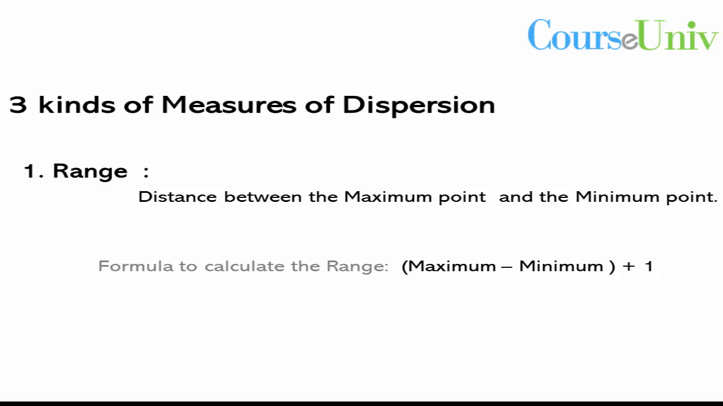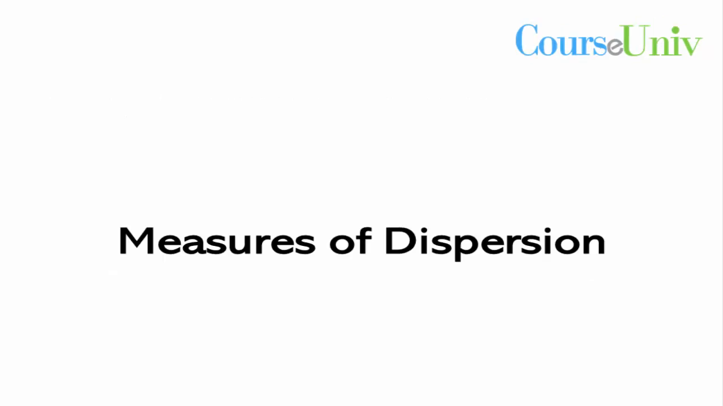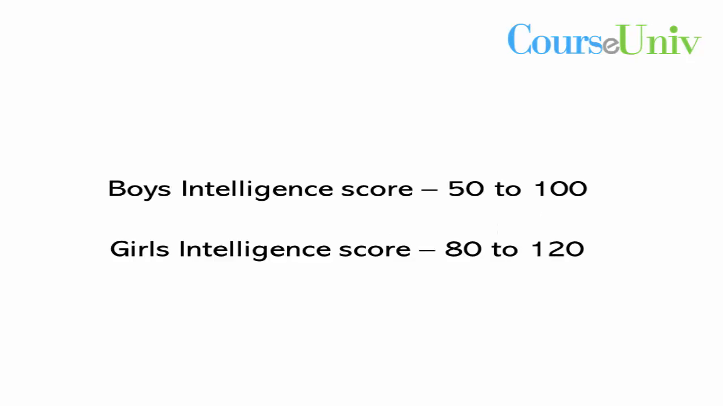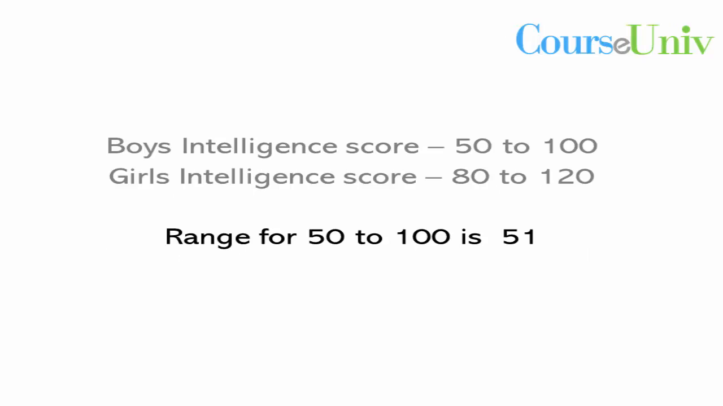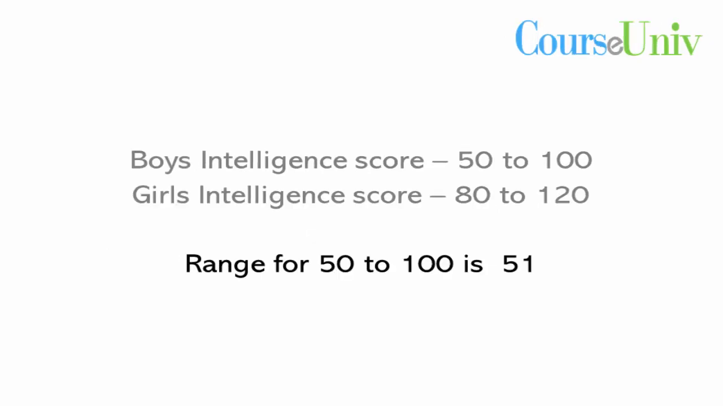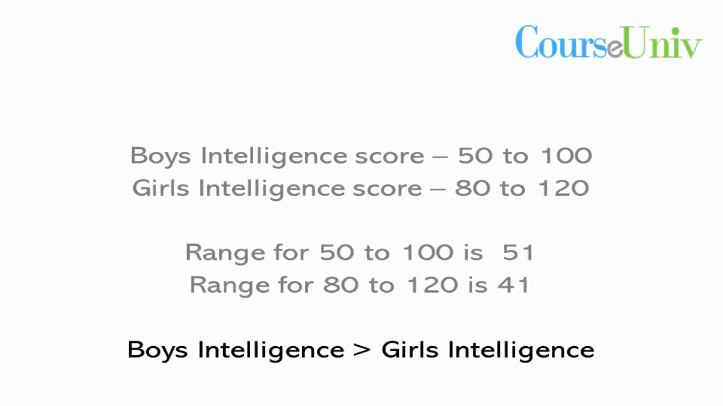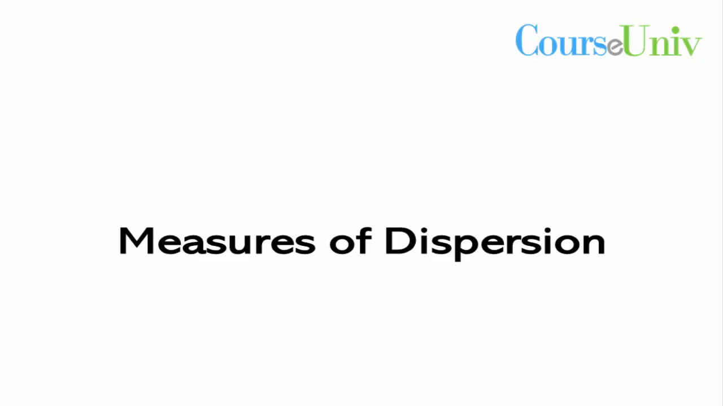So again, if I take my example of intelligence of boys and girls, I would say that if boys' intelligence scores ranged from 50 to 100 and girls' intelligence scores ranged from 80 to 120, the range for 50 to 100 is actually 51, and the range for 80 to 120 is 41. So here we see that the boys' score variation is higher than the girls' score variation. So range is one way of looking at the dispersion.